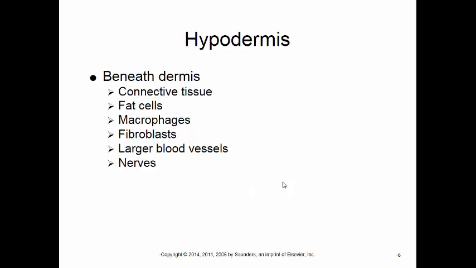The layer beneath the dermis is called the hypodermis, hypo below. It has a lot of connective tissues, and this is the fatty layer. There are some immune system cells there, and they have large blood vessels and nerves.